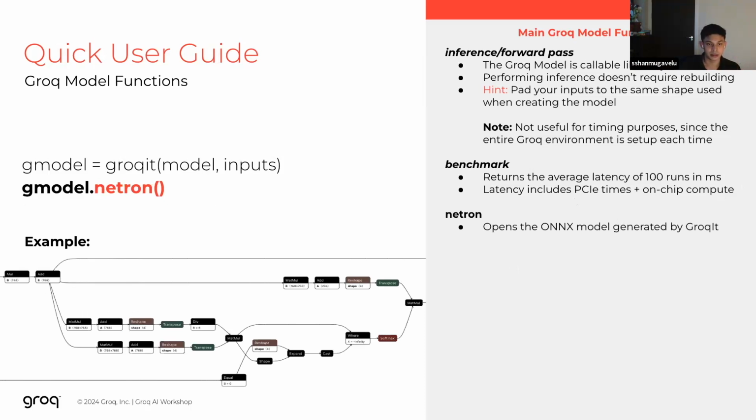We can also generate the Netron graph. So we talked about the Onyx representation. Onyx has another third-party library called Netron, which allows you to visualize the compute graph, which you see over here. And you can use Netron with the Groq model and see how your compute graph looks like.